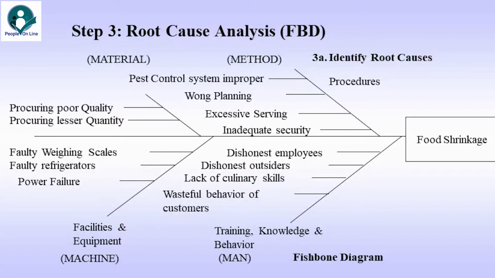So under material we have procuring poor quality, procuring lesser quantity as 2 causes. Under method, we have pest control system improper, wrong planning, excessive serving, and inadequate security. Under man, we have dishonest employees, dishonest outsiders, lack of culinary skills, wasteful behavior of customers. And under machine, we have faulty weighing scales, faulty refrigerators, and power failure.